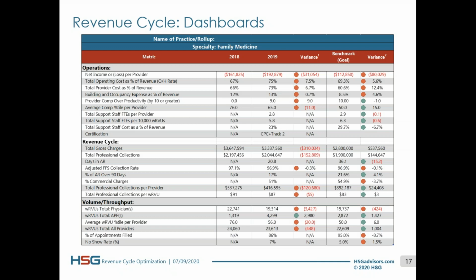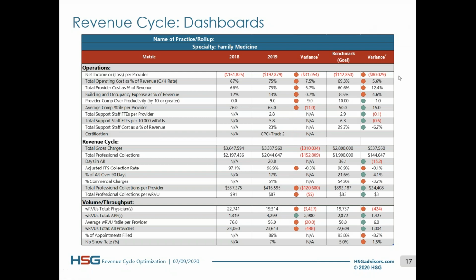This is an example. This is one of Neil's dashboards, actually. This is an example of one of the dashboards we like to see. And we told you 8 to 10, and obviously there's more than that on there. But if you look at the rev cycle piece, this is an operational and rev cycle dashboard that we like to see used.